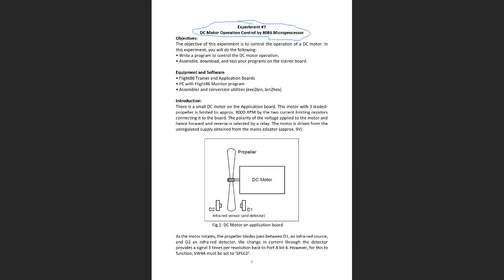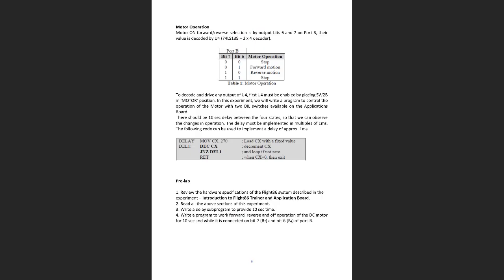You have already seen that in the application board, we have a DC motor with a propeller, a fan type of thing. If the motor is running, how can we realize it? You can see that the fan is moving. This experiment is related to the operation control by the 8086 microprocessor. So what sort of operation, and how can we control it?